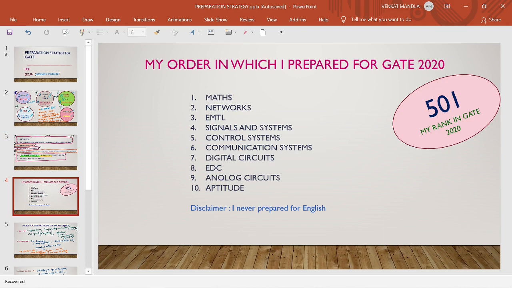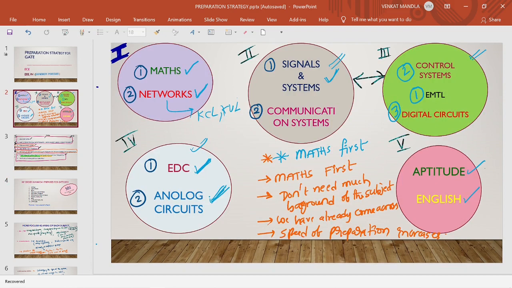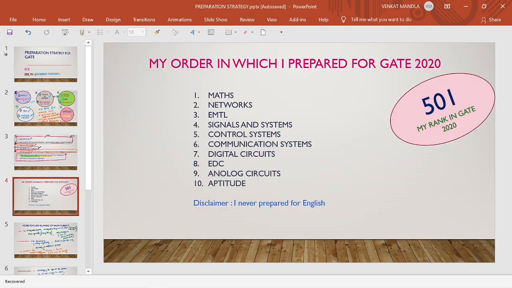The next slide shows my order in which I prepared for GATE 2020. This is my order. I prepared these two subjects first. The next one is the third subject, EMTL.